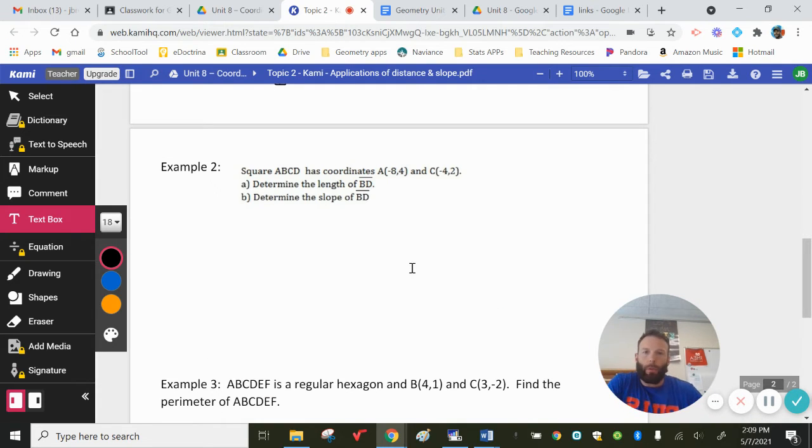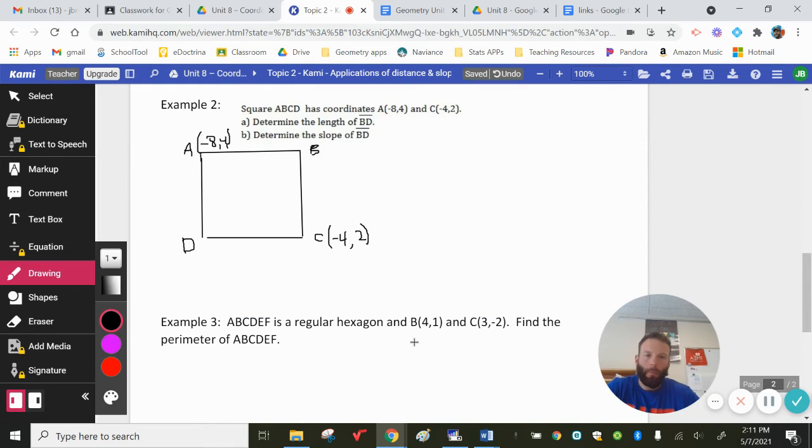Okay, so on to example 2. It says you have a square called ABCD, and the coordinates of point A are (-8, 4) and point C are (-4, 2). Now, I did not put any graph paper here, and that's okay. We're just going to draw a quick sketch and think about what we know is true here. So we know that we have a square called ABCD, and we have the coordinates of points A and C.